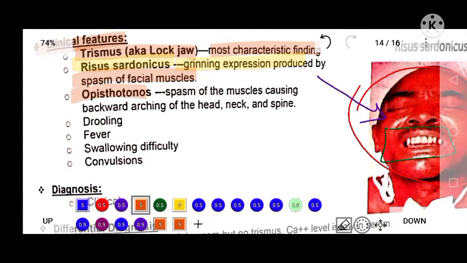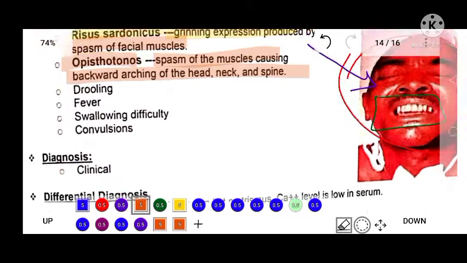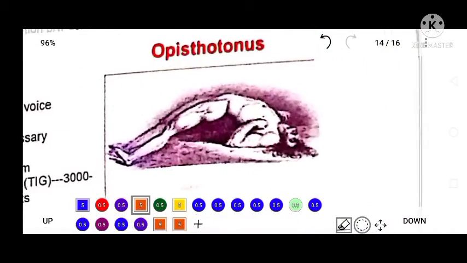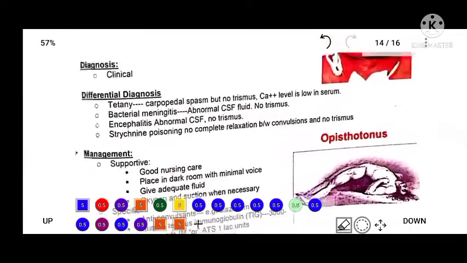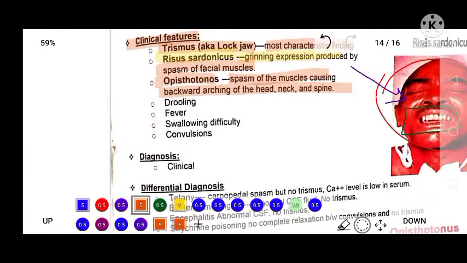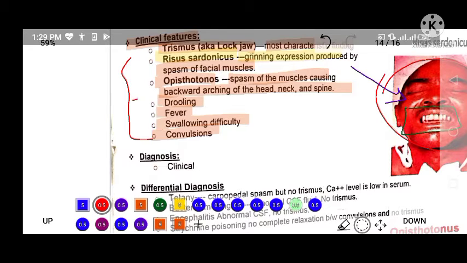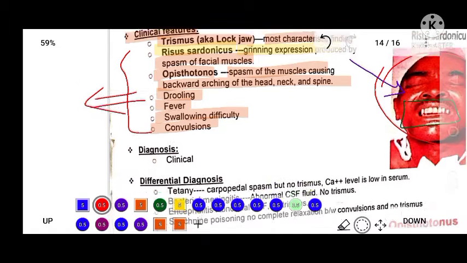Then opisthotonus, which means spasm of the muscles causing backward arching of the neck and spine. As you can see, this is the typical opisthotonus position in which there is arching of the patient because of muscle contraction, and this is the typical picture of the opisthotonus position caused by tetanus. Then drooling, fever, swallowing difficulty, and convulsions develop because of tetanus. These are typical clinical findings of tetanus.